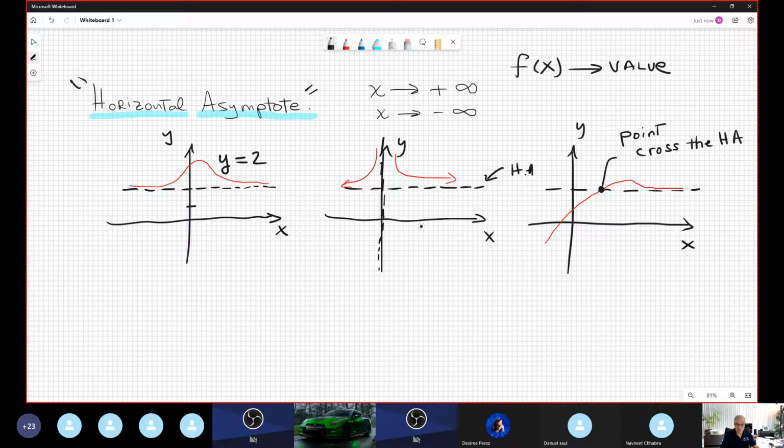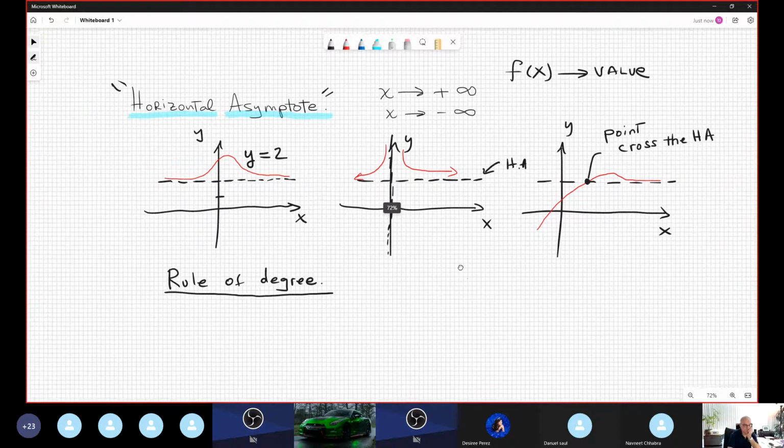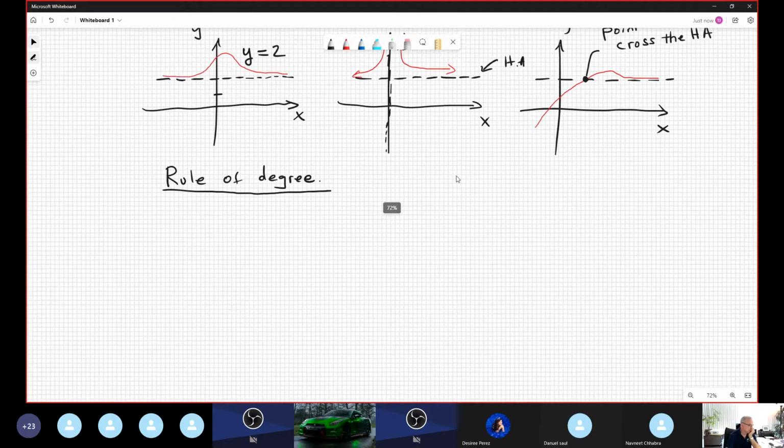Okay? So now, what is the rule? The rule is easy. I call this the rule of degree. I want to explain in detail, one by one. Suppose that we have this example. G of x is equal 7.